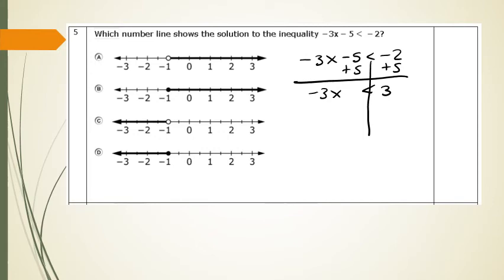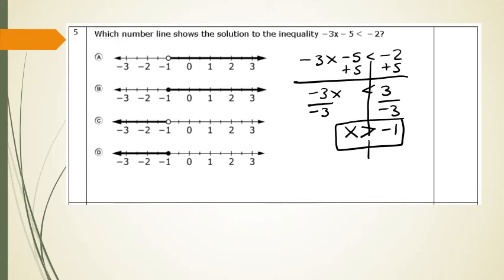But now I have to get x by itself, so I need to divide by negative 3. Do you remember what happens when I divide by a negative with an inequality? I have to flip the inequality. So now I'm going to have x is greater than, and this becomes 3 divided by negative 3 is negative 1. So let's see which one has the correct inequality.